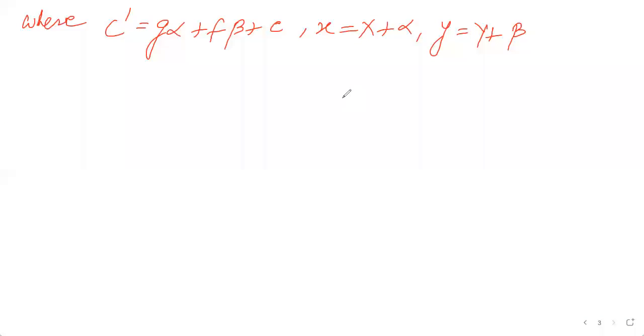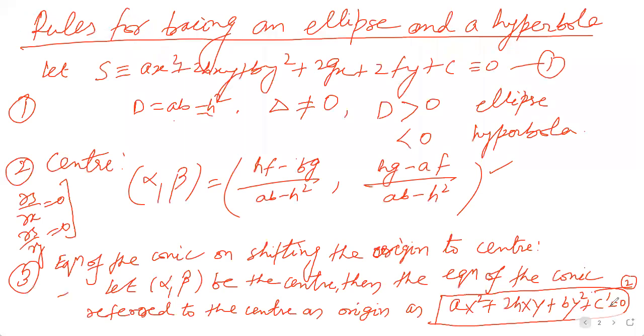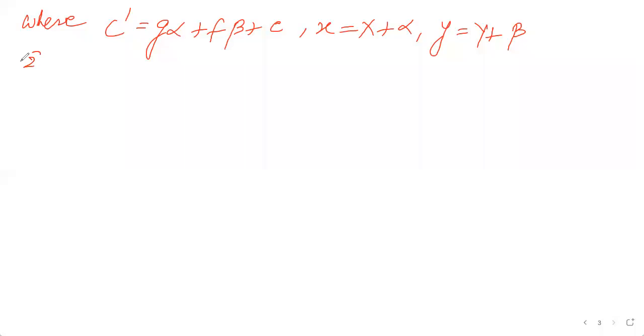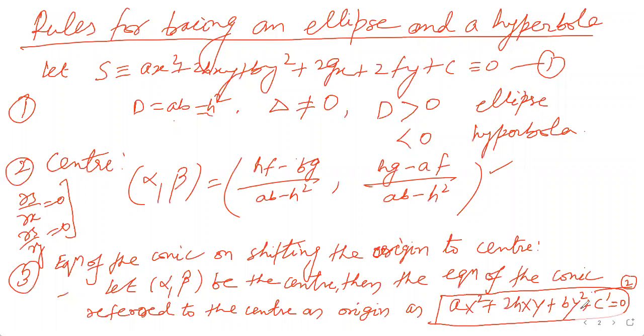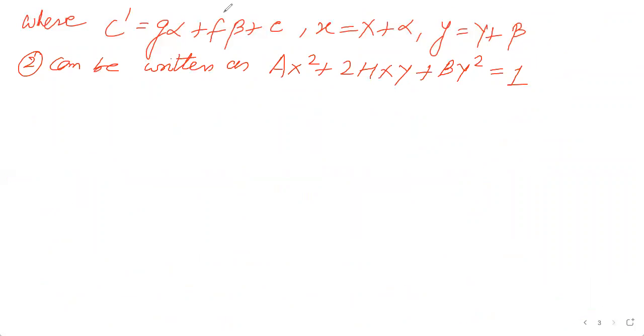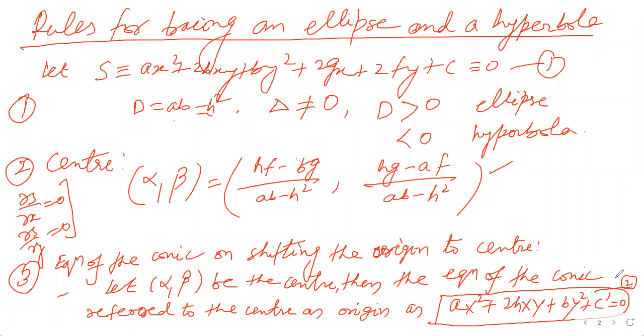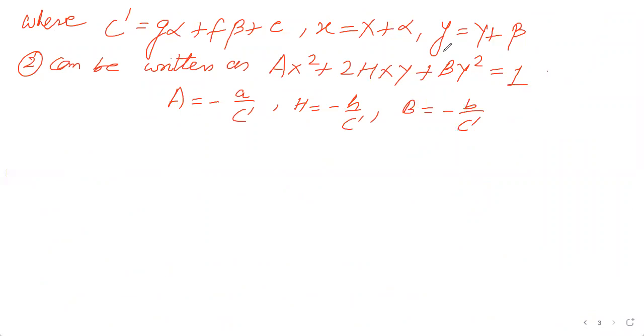Now, so this equation 2 can be written as capital AX square plus 2HXY plus BY square is equal to 1. ठीक है, इसे स्टैंडर्ड फॉर्म में लिख लिया. c डैश से डिवाइड करा, where A is minus a upon c dash, H is minus h upon c dash, and B is minus b upon c dash. c डैश से डिवाइड कर दिया, राइट हैंड साइड ले आते हैं with minus c dash. So we got the equation in this form.